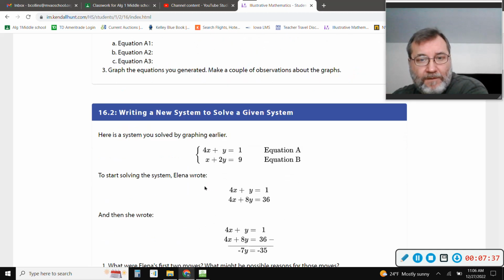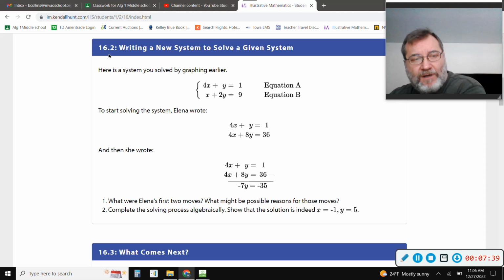So, all right. Moving on to 16.2, writing a new system to solve a given system. So they're going to give you this equation here. Here is a system you solved by graphing earlier. To start solving the system, Elena wrote this. All right, so how should we go from here to here?